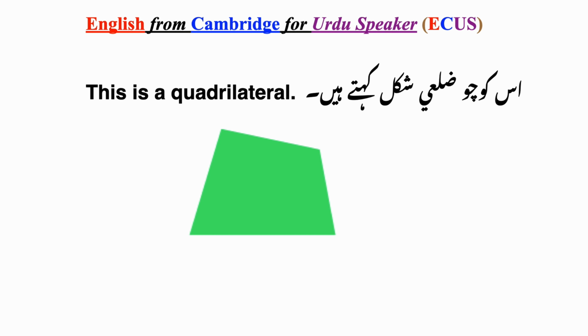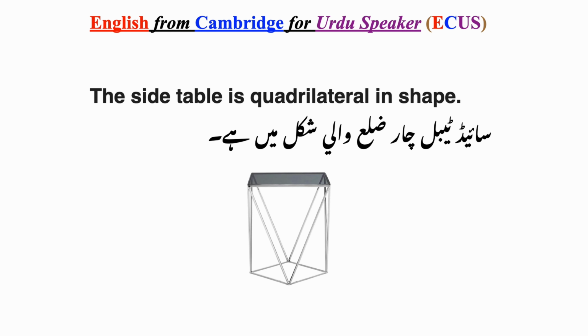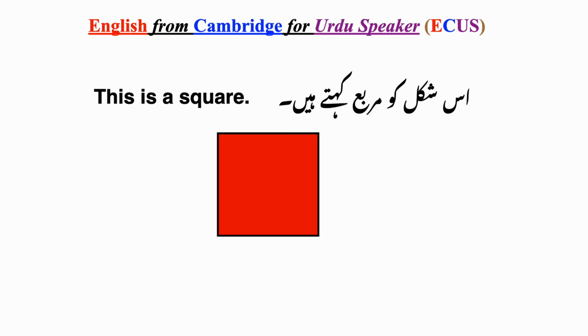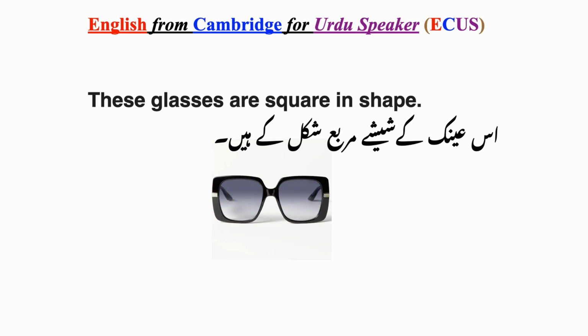This is a quadrilateral. The side table is quadrilateral in shape. This is a square. These glasses are square in shape.